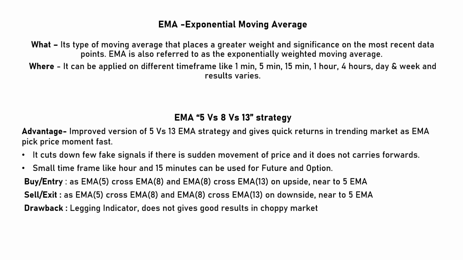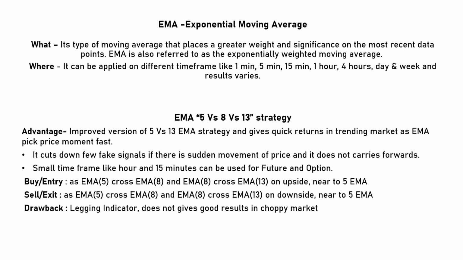So how does this EMA 5 versus 8 versus 13 work, and what are the advantages of this strategy? First advantage, this is an improved version of the 5 versus 13 EMA, and it gives quick returns in a trending market as the EMA picks up the price movement faster. Another advantage is it cuts down fake signals, such as a sudden movement in the price which does not carry forward to the next few days or time frames. Another advantage of this system is that a small time frame like 5 minutes along with 1 hour can be used very well for futures and options trading.